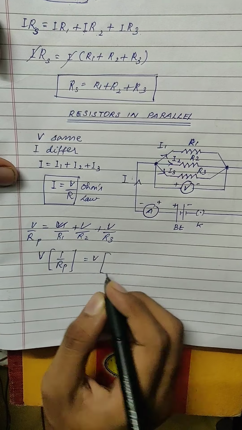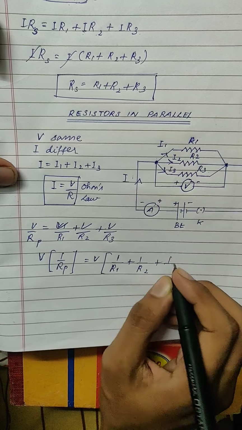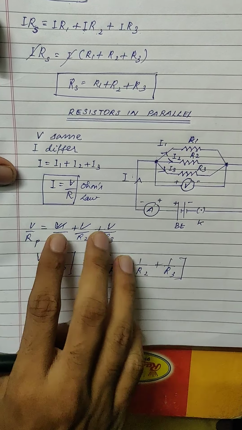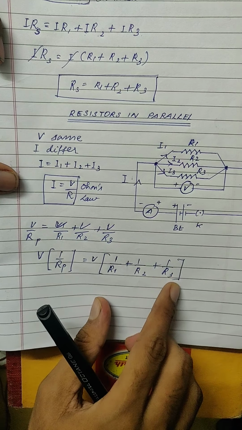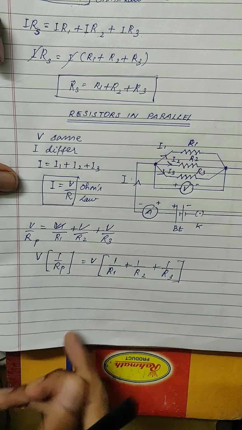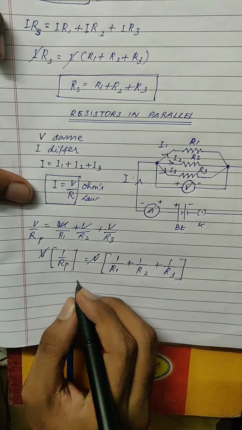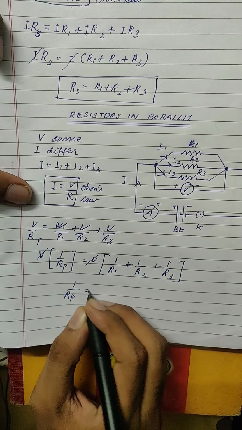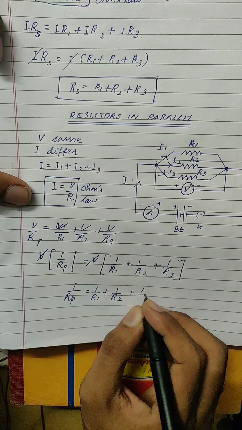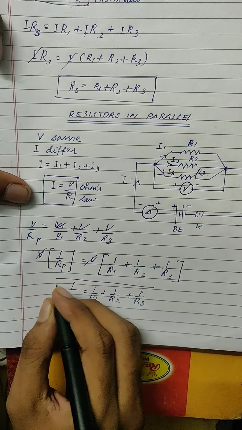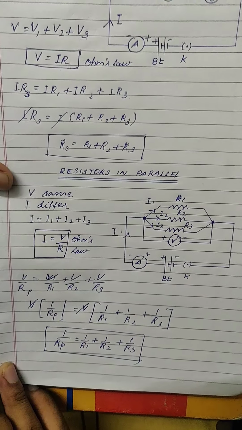So here when you take V as common out, you will be getting 1 by R1 plus 1 by R2 plus 1 by R3, isn't it? When you take the 3 V's as common out, then in the place of V you will be getting 1. I hope you can understand. And you take this V as common, you will be getting 1. So now this V and this V will get cancelled because when it comes to this side, it becomes denominator, right? So the final answer will be 1 by Rp is equal to 1 by R1 plus 1 by R2 plus 1 by R3. So this is the final expression for a combination of resistors that are connected in parallel.